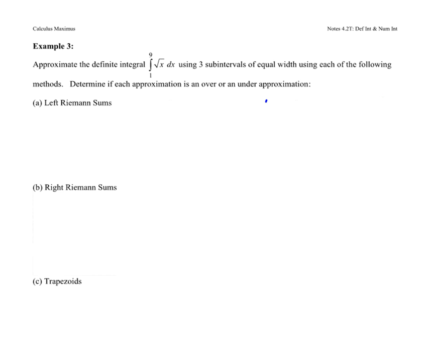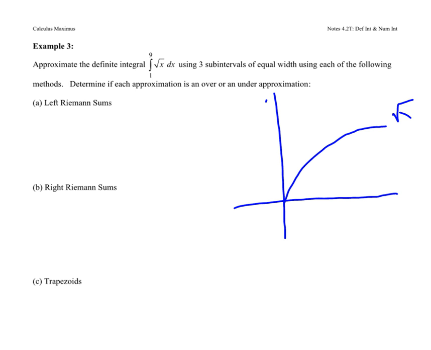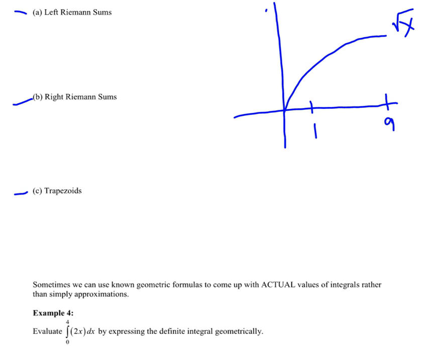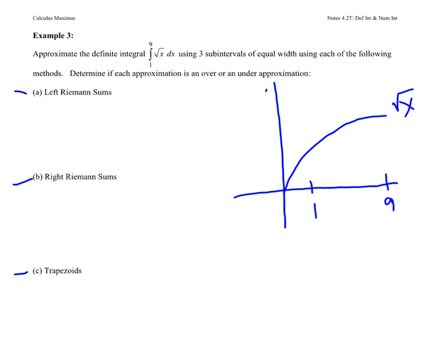All right, so I said you can try some. I would like you to try example 3 here. I'm going to set up a picture for you, but I'd like you to try to figure this out. So in this example, we have this function, square root of x, and we're going to find the area under the curve from 1 to 9. And we're going to do it using left Riemann sums, right Riemann sums, and trapezoids. Okay, no midpoint for this case.